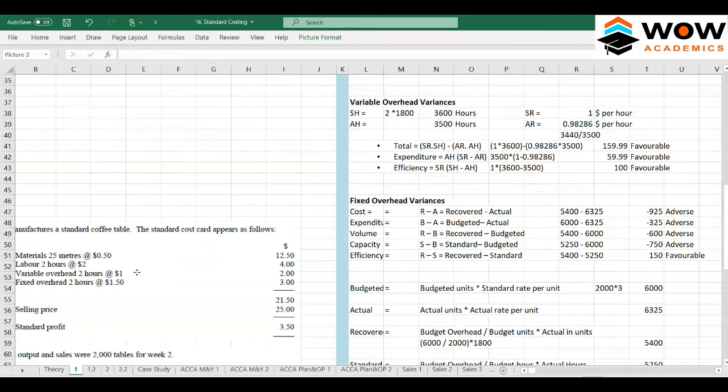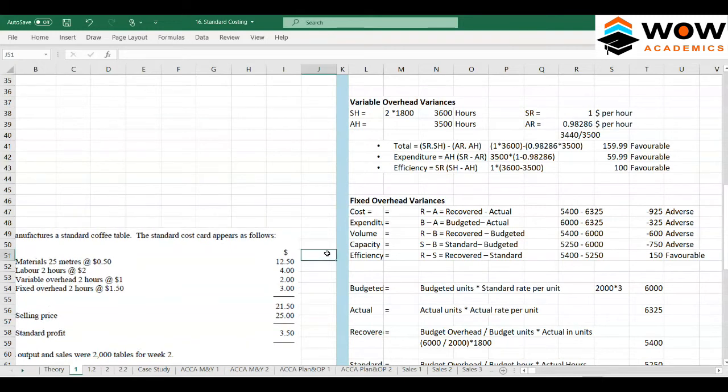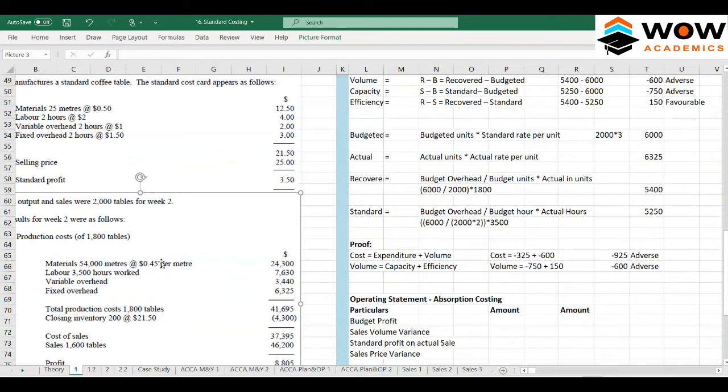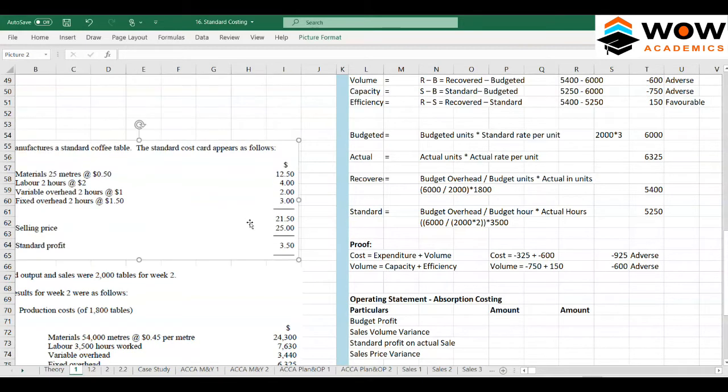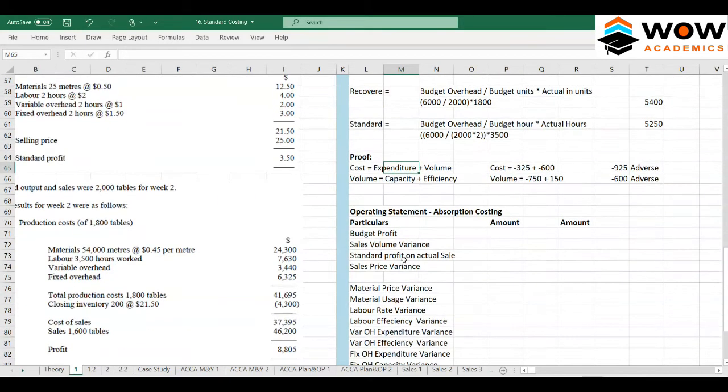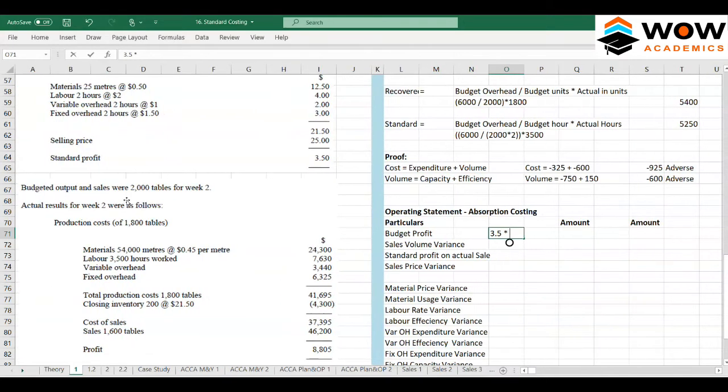First let's get the question down so that it's easy for us to work out certain numbers. We'll start from budget profit. What is a budgeted profit? Budgeted profit is an estimation, the kind of profit we want. So how much is it? Budgeted profit is 3.5 per unit, and they thought they will produce 2000 units. So you can start from there.